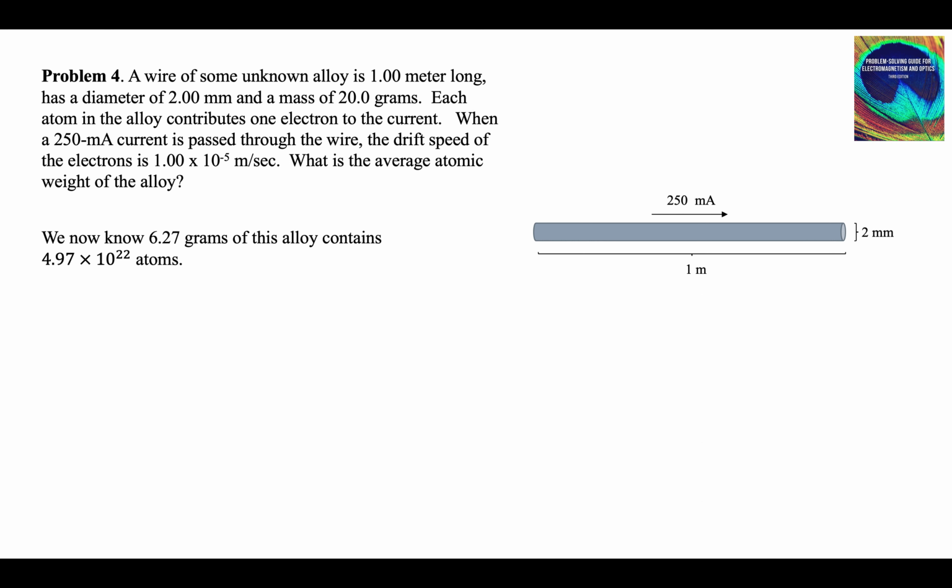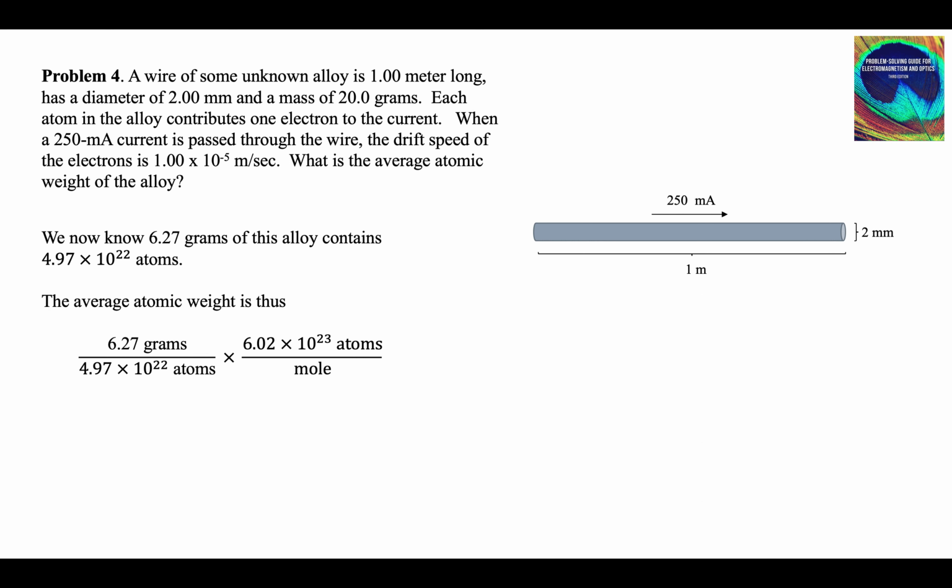So now we have almost everything. 6.27 grams contains 4.97 times 10 to the 22nd atoms, because the density is 6.27 grams per cc, and the number density of atoms is 4.97 times 10 to the 22nd atoms per cc. The atomic weight is the number of grams divided by the number of atoms, and then you convert that to moles.